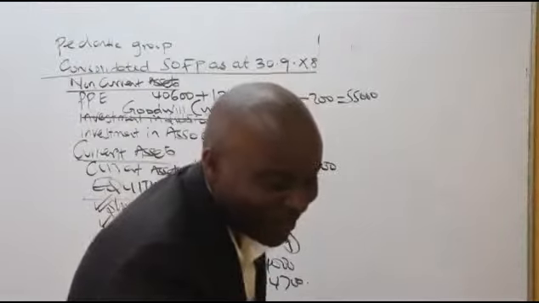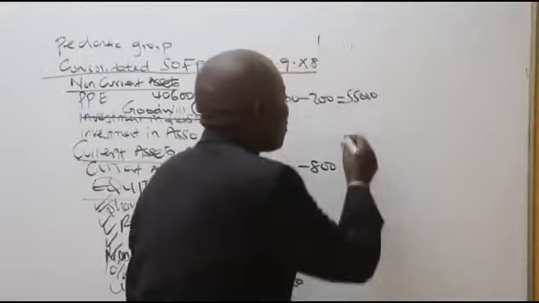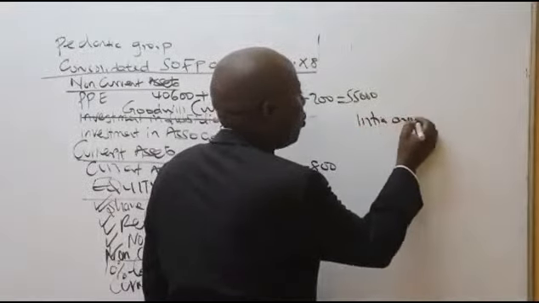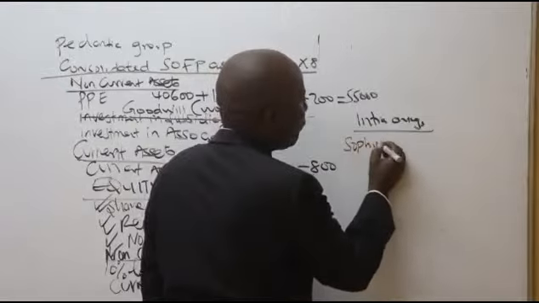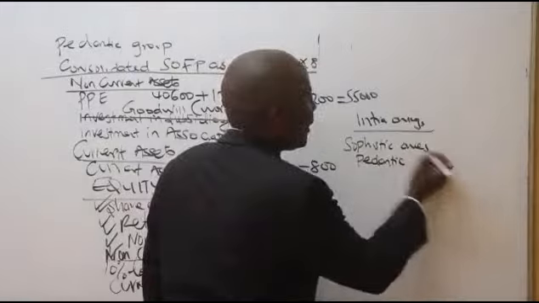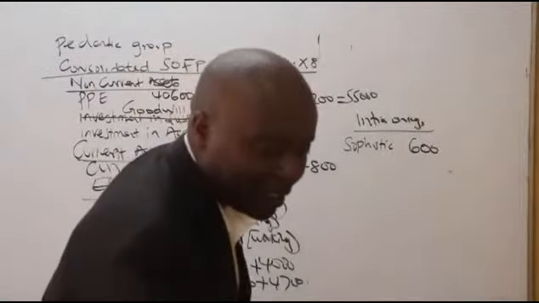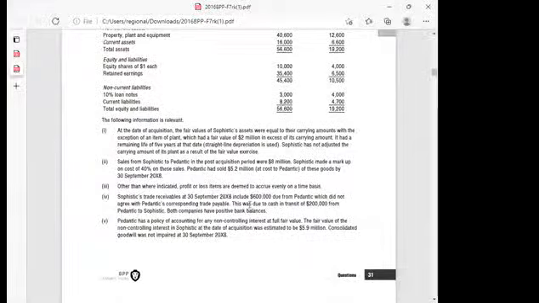So tunaambiwa ladies and gentlemen, it depends. Tunaambiwa sophistic trade receivables, so intra-owings. So we have here sophistic owes pedantic 600,000. Just mention there sophistic 600. You have to chop the 3 zeros. And then we have pedantic, on the other hand, has an internal owing. Internal owing, we are told here, it includes 600 due from pedantic, which did not agree with the pedantic corresponding trade payable. This was due to cash in transit of 200,000 from pedantic to sophistic. Both companies have positive bank balances, that is useless.